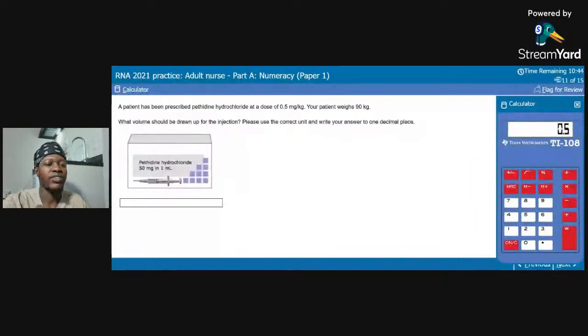Yeah, 45. What volume should be drawn for the injection? Please use the correct unit and write your answer to one decimal place. Just to save us the hassle of all those previous explanations, your prescribed dose divided by the medication dosage, like now 45 divided by 50, that's what will give you the amount to give. So 45 divided by 50, 0.9 ml.